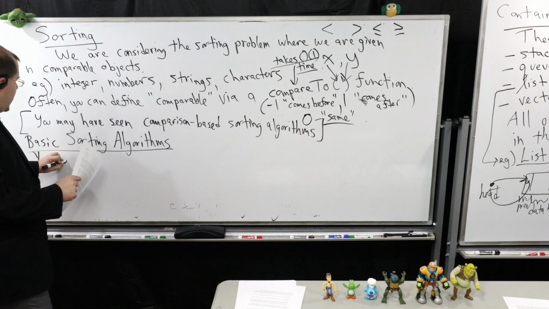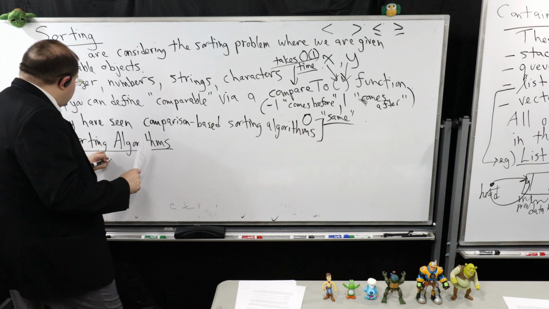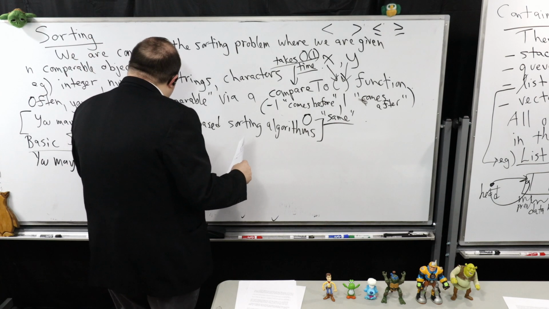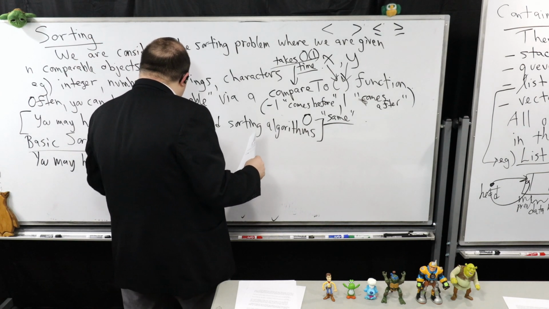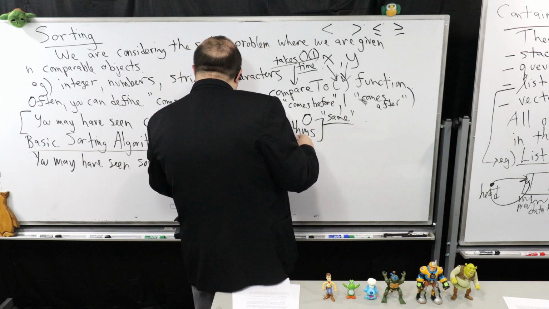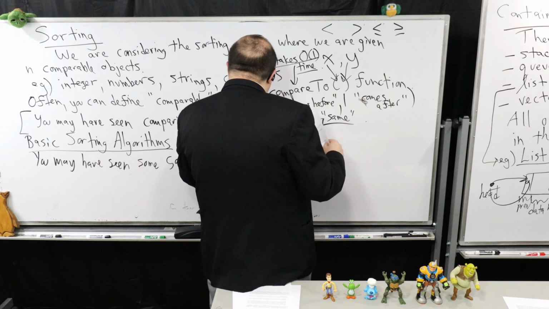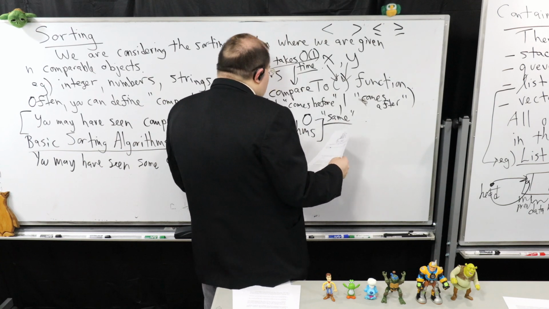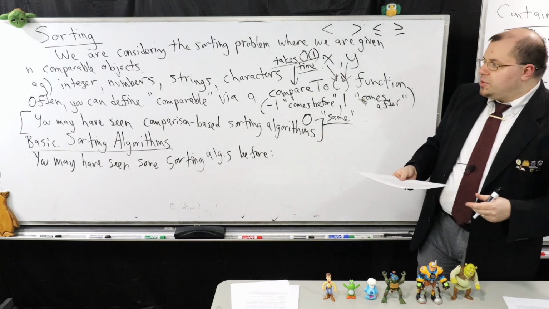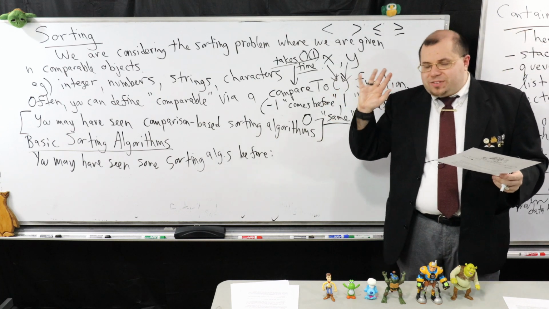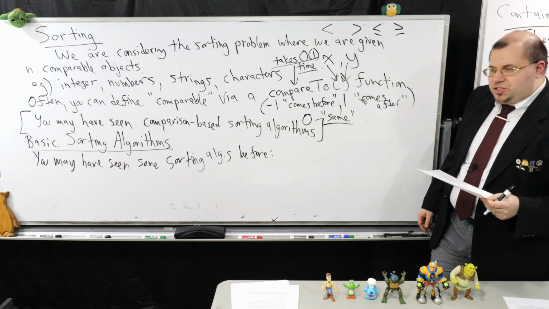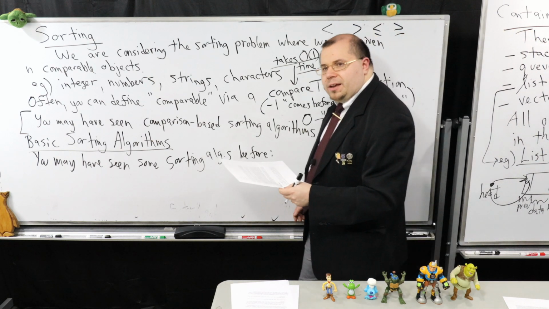I'm going to say you may have seen some sorting algorithms before. I'm thinking about 3 different sorting algorithms off the top of my head. There are 3 that I imagine you probably have seen before. So can anybody tell me some sorting algorithms that you may have seen before, say in 115?